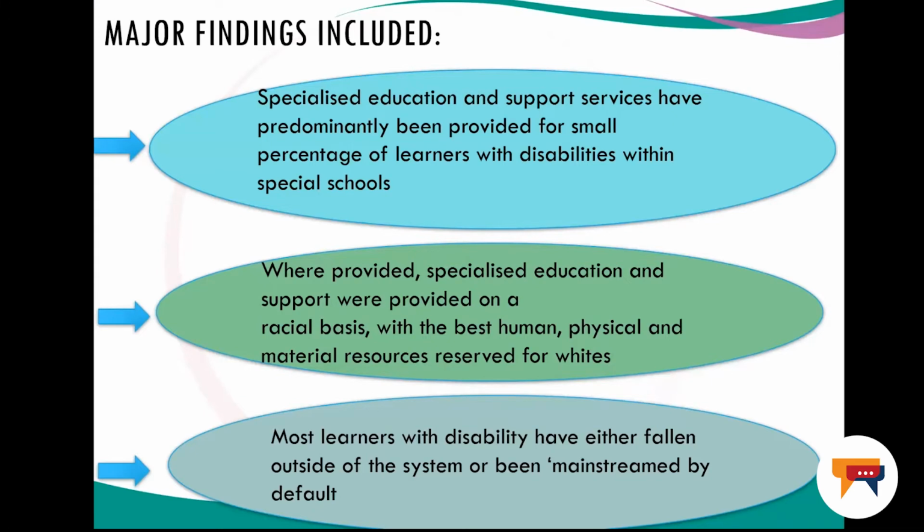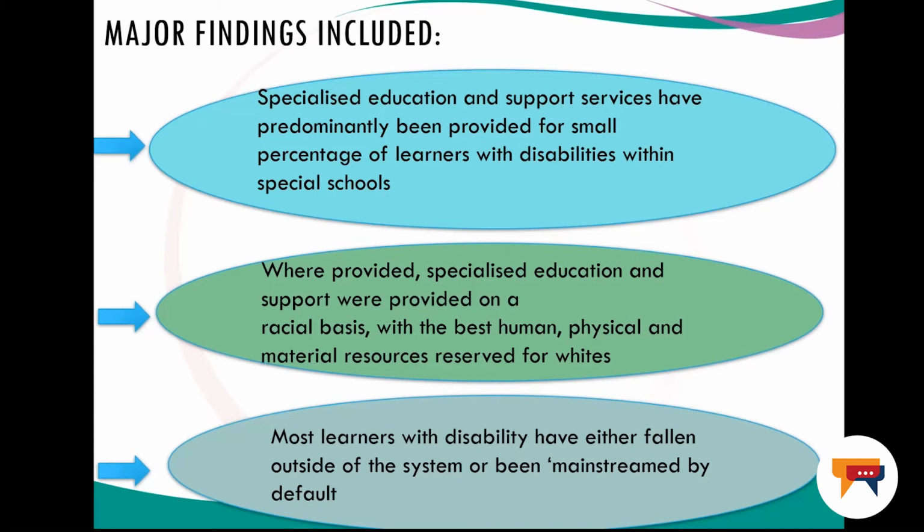So the first finding, remember, they went out to all the schools in South Africa to investigate the provision of education for all learners. Now, the first finding was that specialized education and support services were predominantly provided for a small percentage of learners with disabilities within special schools. When we talk about support services, we refer to specialized services such as speech therapy, physiotherapy, family support, etc.